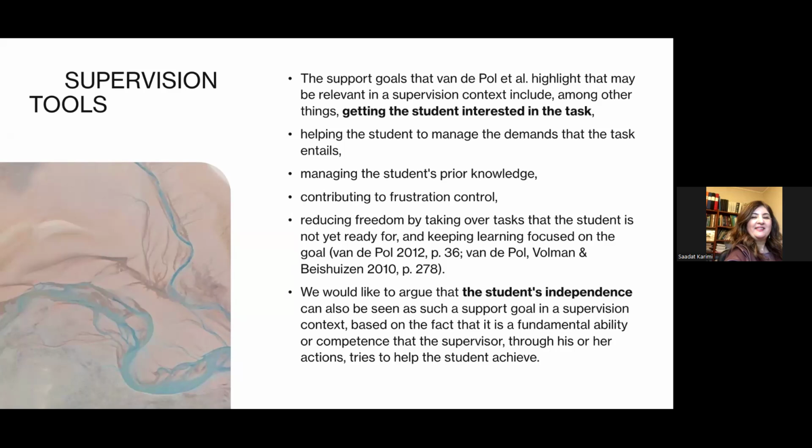We would like to argue that the student's independence can also be seen as such a scaffolding goal in a supervision context, based on the fact that it's a fundamental ability or competence that the supervisor, through his or her actions, tries to help the student achieve.